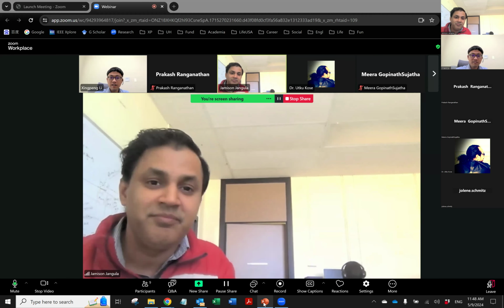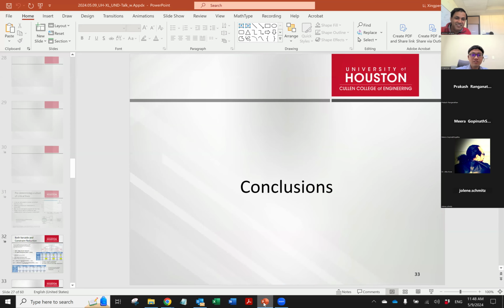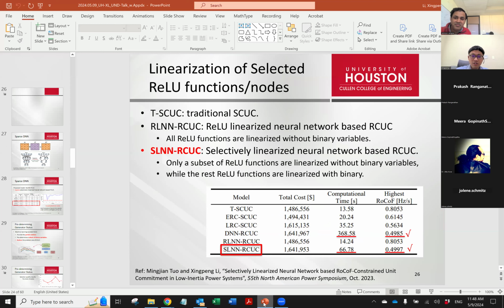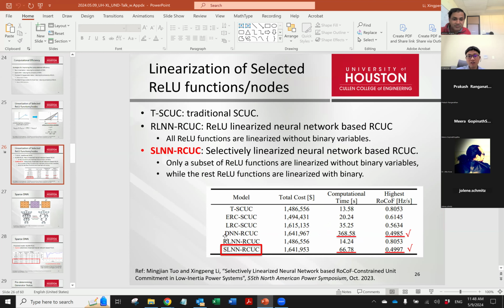Yeah, this is another awesome question. So I show you this table. This work is on a small system, just a 24 bus system. Even for this small system, compared to the traditional SCUC model, when we solve the machine learning integrated UC model, the computing time has increased by a factor of 20 or 30. If we go for a larger system, I believe it will be much slower for this machine learning integrated system. So this is a big challenge to adopt this solution for the real power industry.